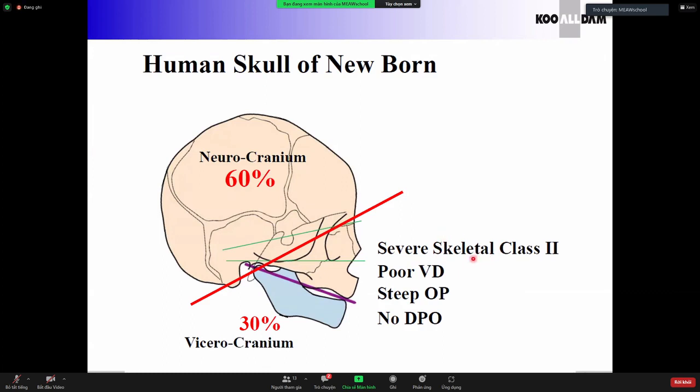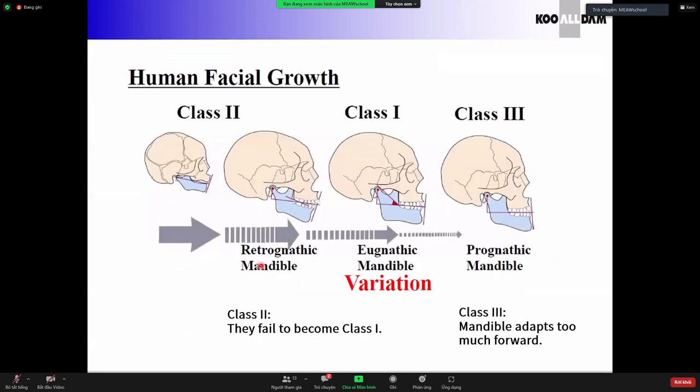In this malocclusion, we can see insufficient vertical dimension, and steep occlusal plane and DPO. DPO is, this is occlusal plane, the distance, the DPO distance. In a class 2 baby, it grows, and in some cases we can see class 2. So this means they fail to become class 1.